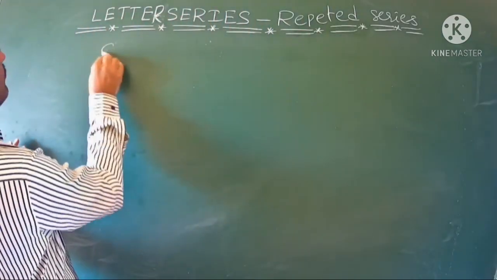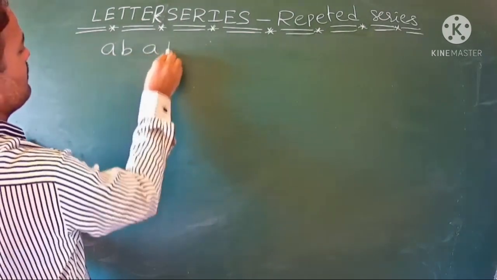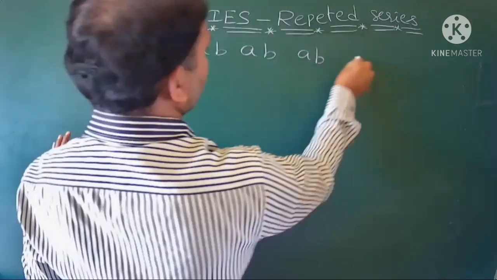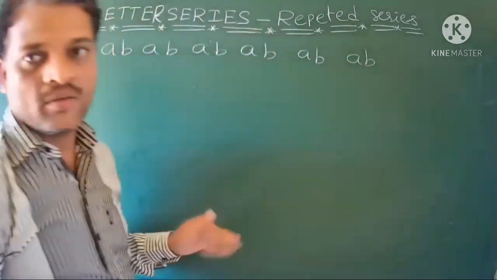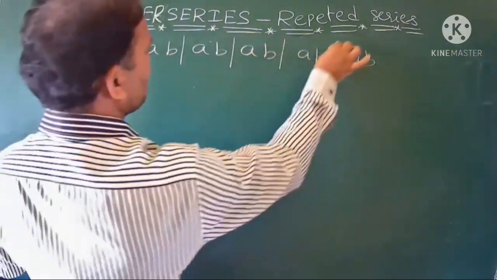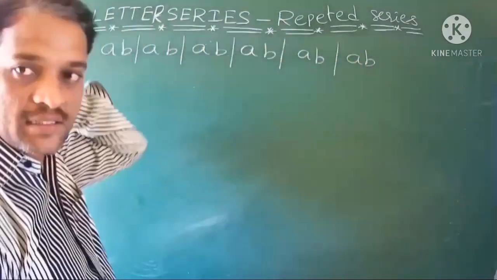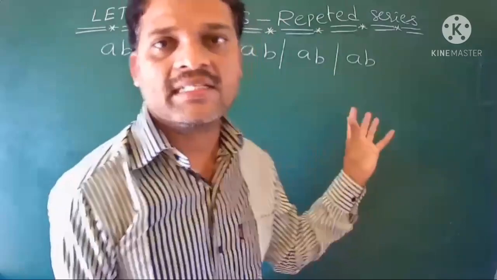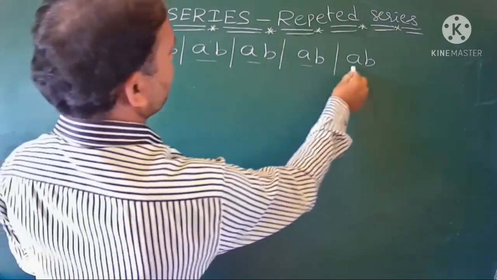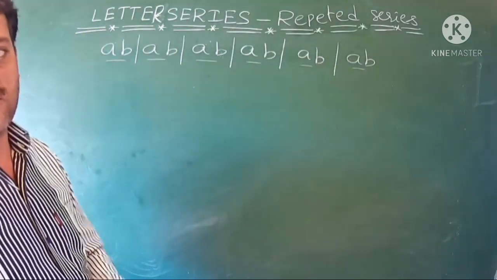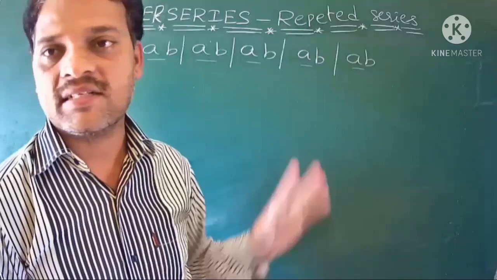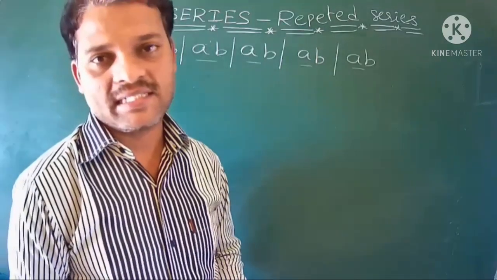Suppose, for example, if it is A B A B A B A B A B A B, that will be there. Once you segregate here, two letters A B, A B, A B. So these are called letter series, repeated series. Two letters are repeated continuously in the particular series. So it is called a repeated series.